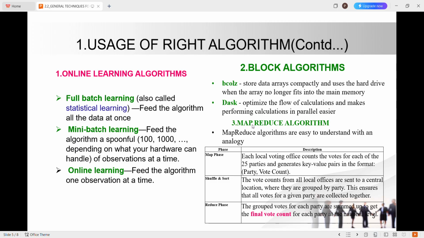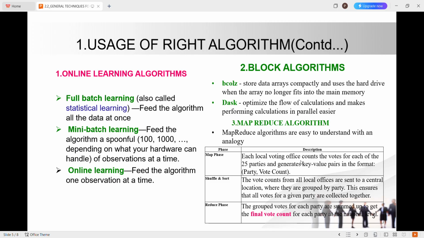The next thing is the map reduce algorithm. For this map reduce algorithm, I have just taken a day-to-day example so that it is easy to remember. In this map reduce algorithm, you have three phases. One is the map phase, then the shuffle and sort phase, then the reduce phase.